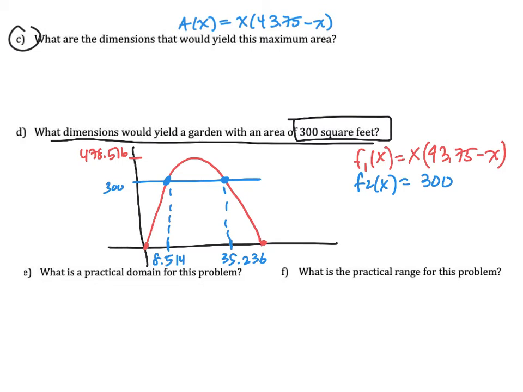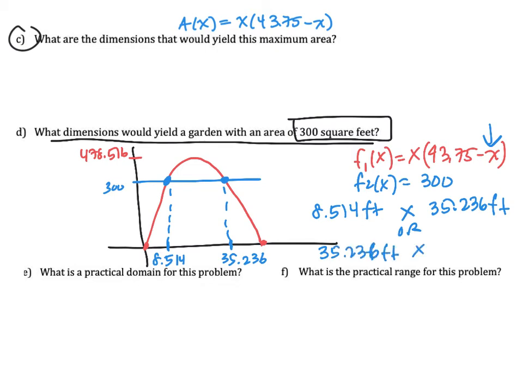So it says, what dimensions would yield a garden with an area of 300 square feet? Well, you're either going to have an x value or a width of 8.514 feet. And then if you plug that into the equation, guess what it gives you? It gives you 35.236 feet. Or you could reverse those dimensions, so you would have gotten 35.236 feet for your width, and then your length would be 8.514 feet.